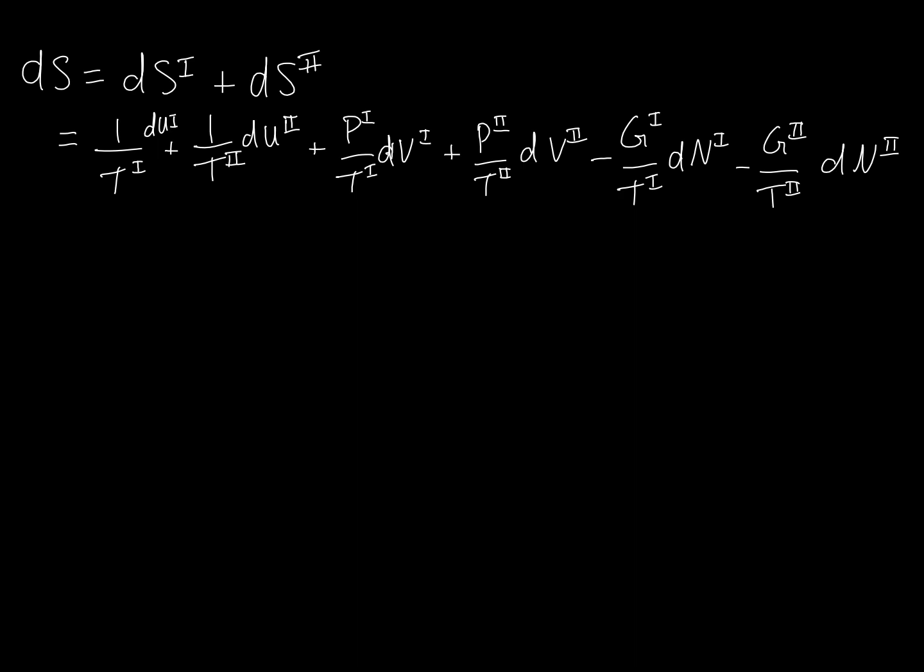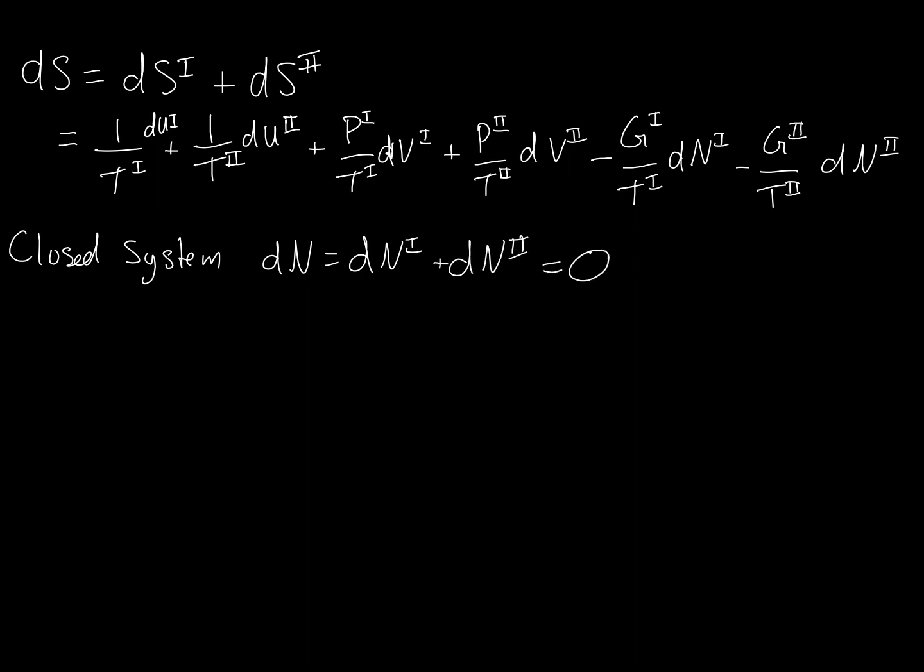Okay, so we're going to do some total balances. So we have a closed system. So that means dn, which is equal to dn1 plus dn2, is equal to 0. So that we have dn1 is equal to minus dn2. Meaning if anything moves from one chamber to the next, that's all that happens.